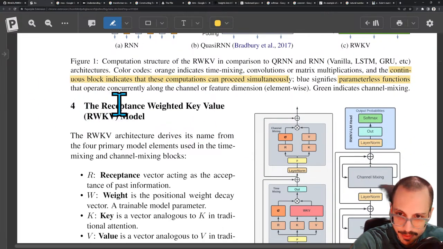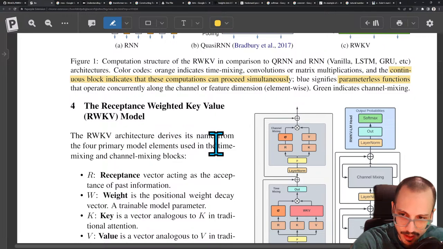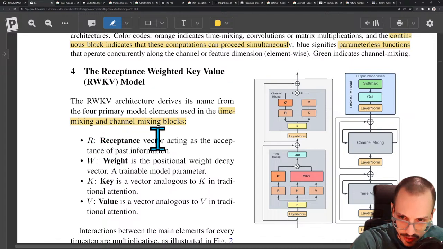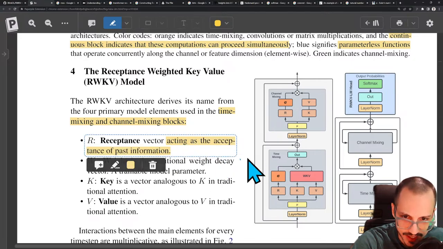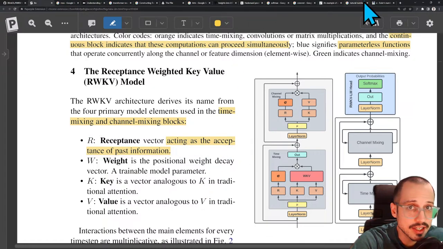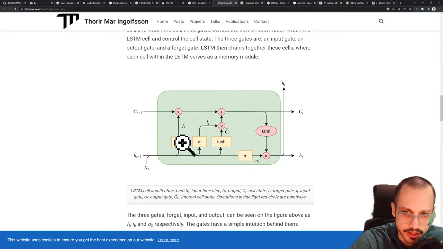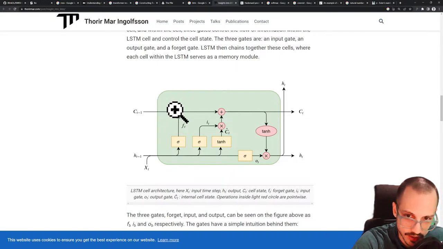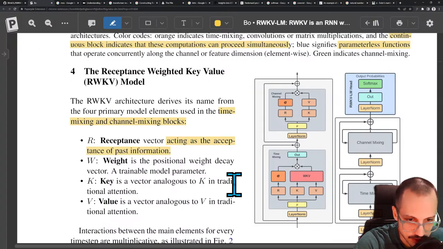Okay. The receptance-weighted key value model. The RWKV architecture derives its name from the four primary model elements used in the time mixing and channel mixing blocks. You have R, the receptance vector acting as the acceptance of past information. So this is kind of like the forget gate, right? In your LSTM, you have this forget gate, which is basically selectively picking which part of the previous hidden state to forget and which part to keep going forward. So that's kind of what I'm seeing here.